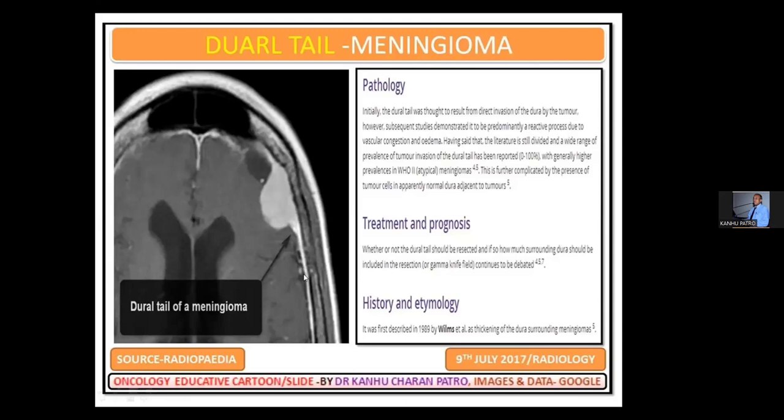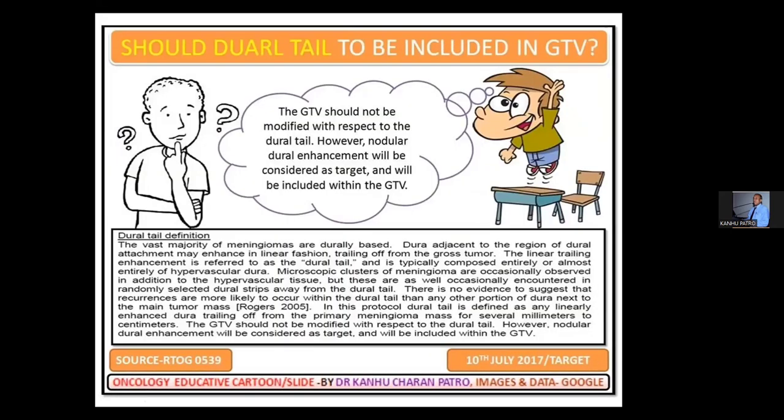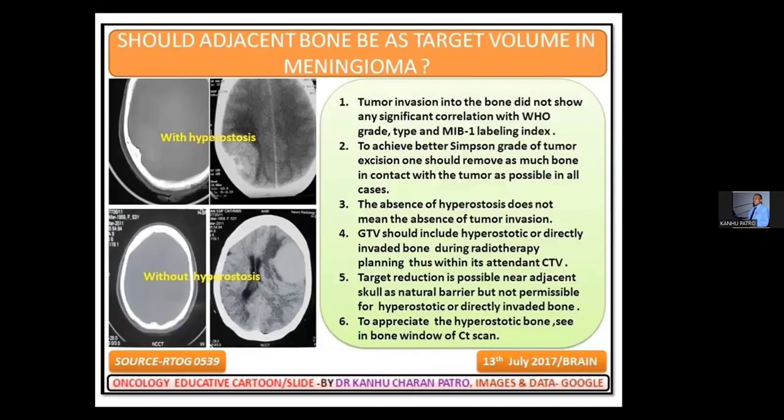As you know, the dural tail is important for us. This is called the dural reaction of any meningioma. It is not necessary to include all of the dural tail. It is not recommended. Only the nodularity and thickened dura you have to include in your GTV. Don't include all the dura. So the GTV should not be modified with respect to the dural tail. However, nodular dural enhancement will be considered as a target and will be included within the GTV.